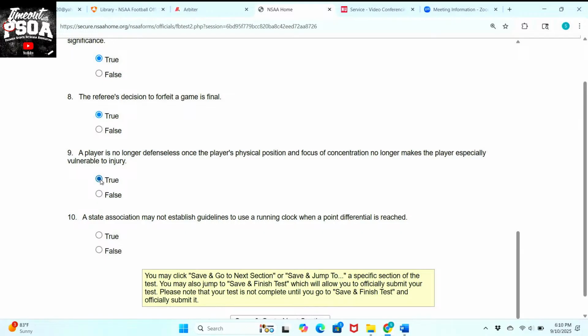Cliff, number 10. State association may not establish guidelines to use a running clock when a point differential is reached. I would say false. The state association can. So like in NSAA, if you go to the NFHS rulebook for the mercy rule, we don't have a mercy rule in the NFHS book. You have it at the NSAA website, our 35-point mercy rule, second half.